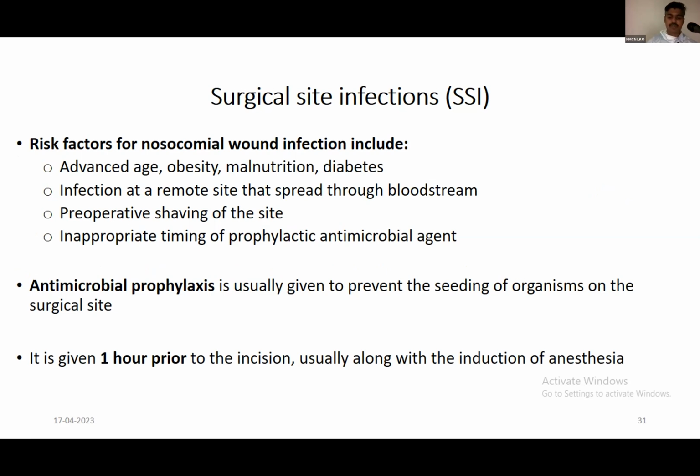Antimicrobial prophylaxis is usually given to prevent the seeding of the organisms on surgical site. Usually, it is given 1 hour prior to the incision along with the induction of anesthesia. You can simply remember that antibiotics which cover gram-negative organisms can be given within 60 minutes of incision, and for gram-positive coverage, you have to give it like 2 hours before the surgery, 120 minutes.